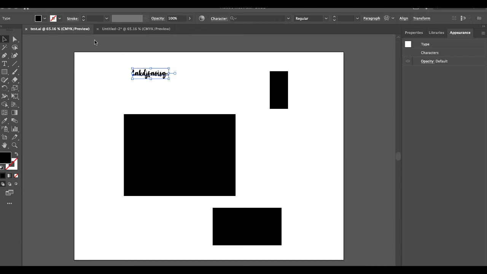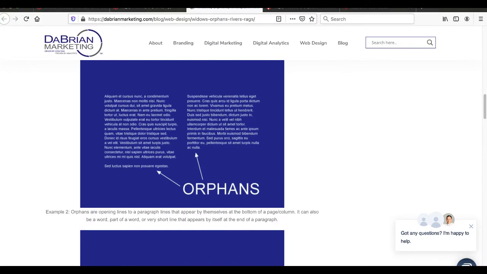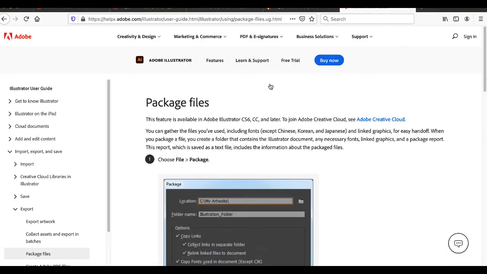So, assignments. Oh, and I have this Illustrator. If you just go to helpx.adobe.com, you can find Illustrator and it's step-by-step on how to package, so if you forget.